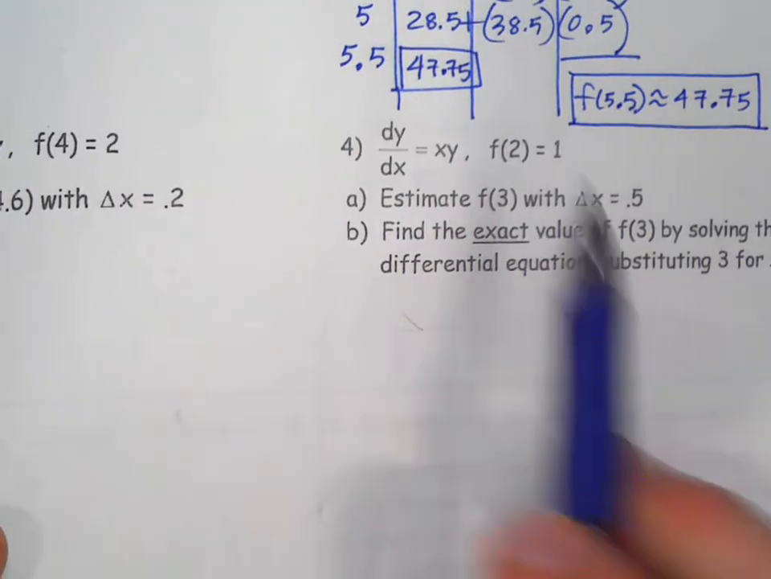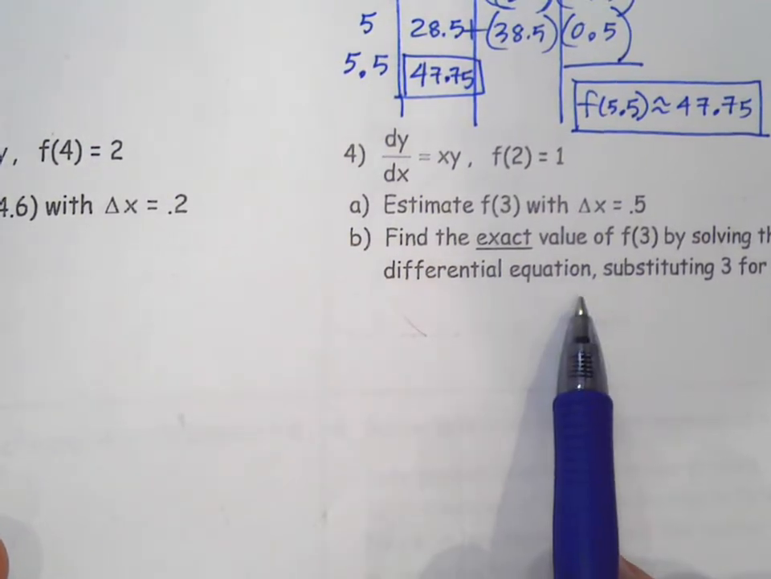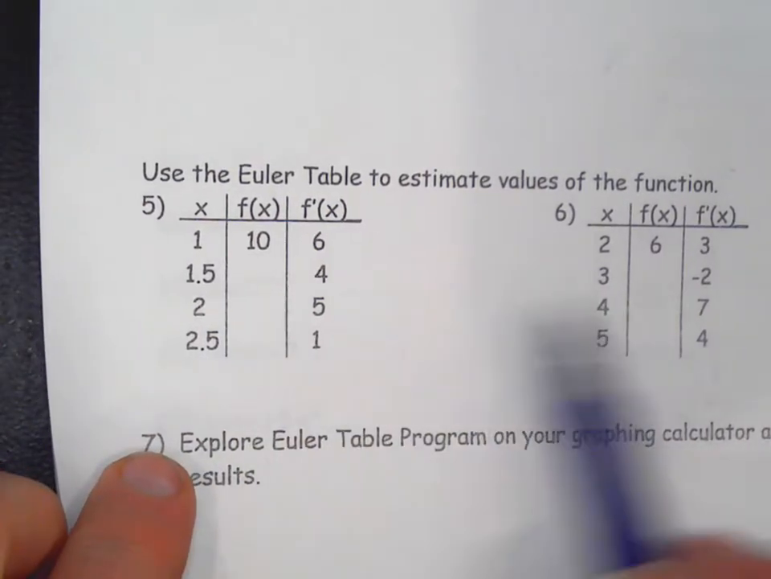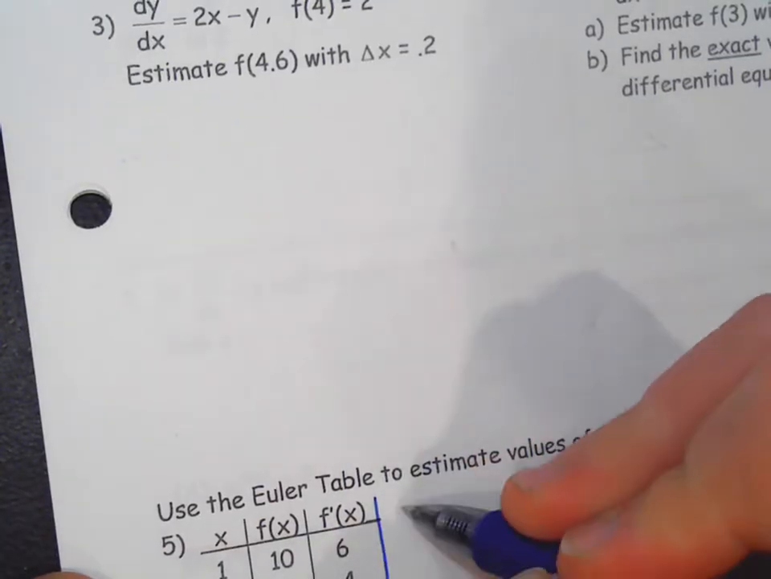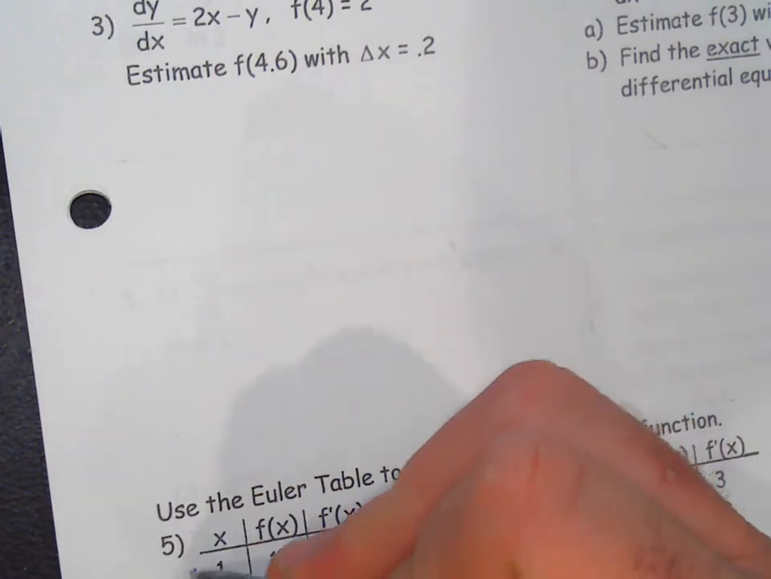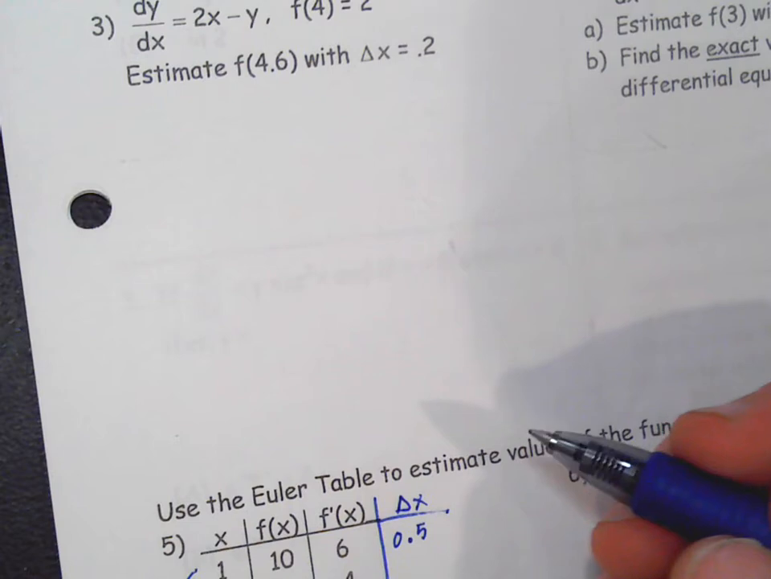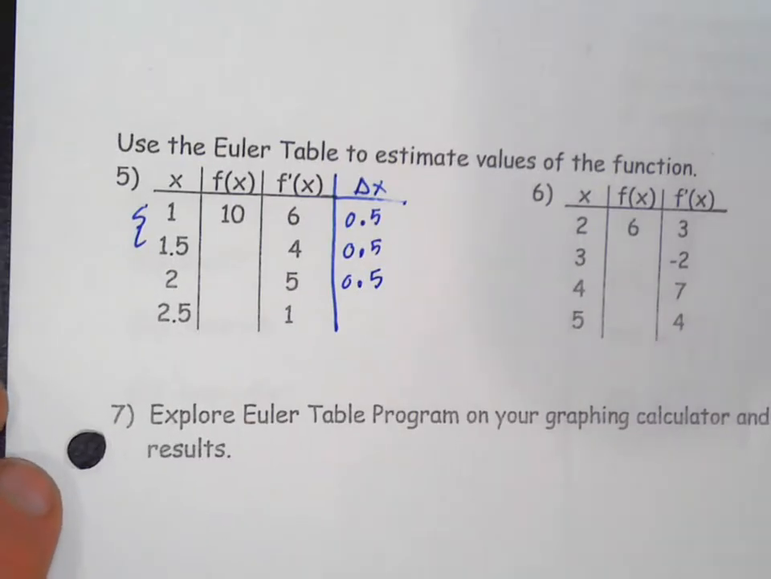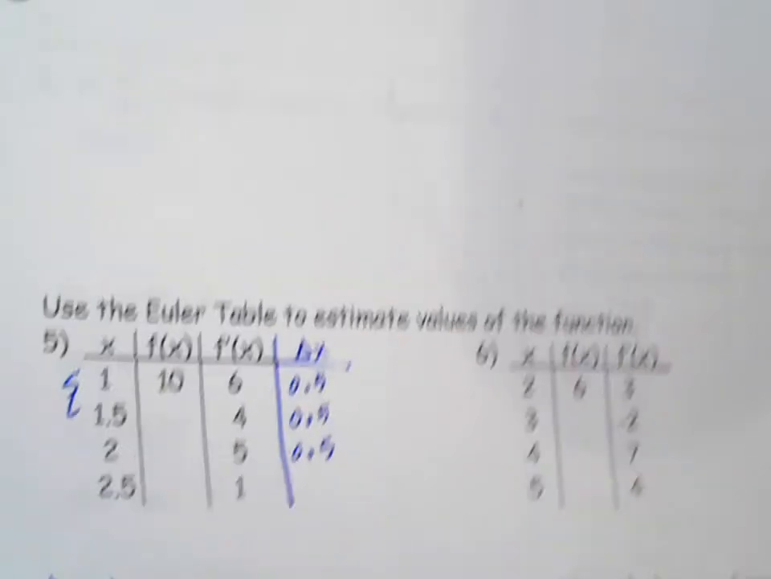On number 4, you're going to do the estimate. Then on part B, you're going to find the exact value by solving the differential equation like we've been talking about already for days. Okay. On 5 and 6, the tables are already kind of set up for you, so you can use this. The one thing you've got to do is add delta x, which you can totally figure out over here is 0.5. And it might be constant or might not be constant. So it looks like it's constant 0.5, right? You don't need to worry about number 7. So try these out.